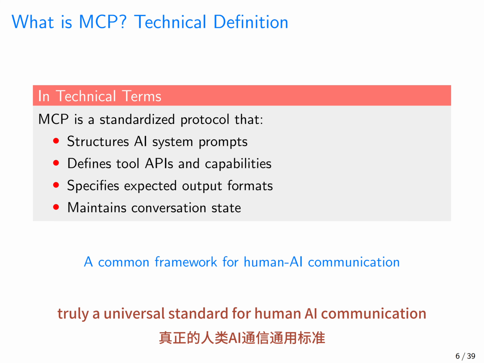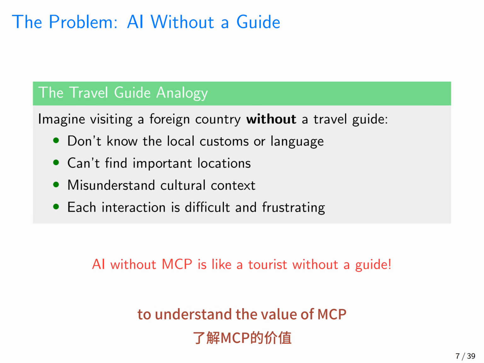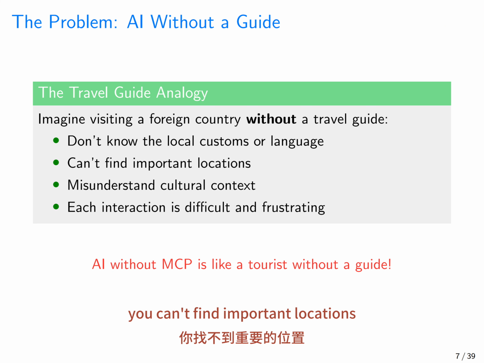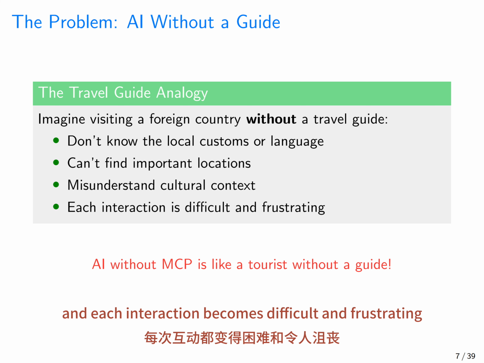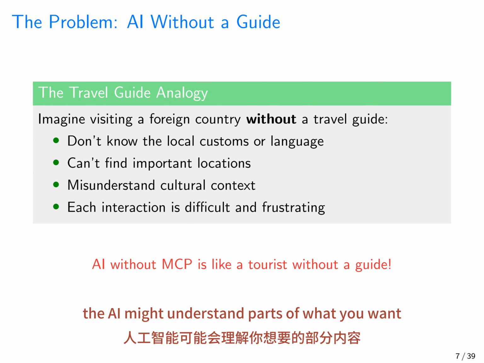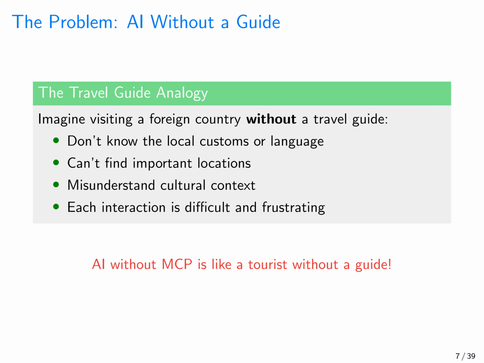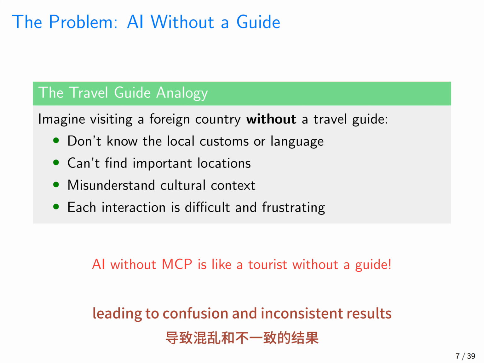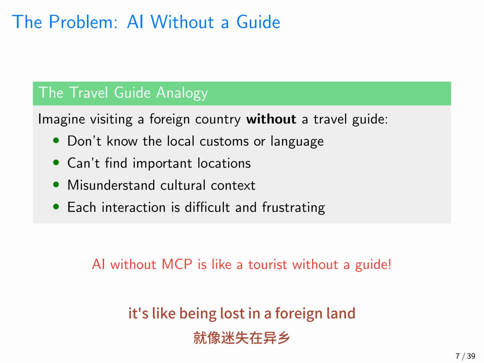for human-AI communication. To understand the value of MCP, imagine visiting a foreign country without a travel guide. You don't know the local customs or language, you can't find important locations, you misunderstand cultural context, and each interaction becomes difficult and frustrating. This is what it's like using AI without MCP. The AI might understand parts of what you want, but there's no framework to guide the interaction, leading to confusion and inconsistent results. It's like being lost in a foreign land without a map or translator.